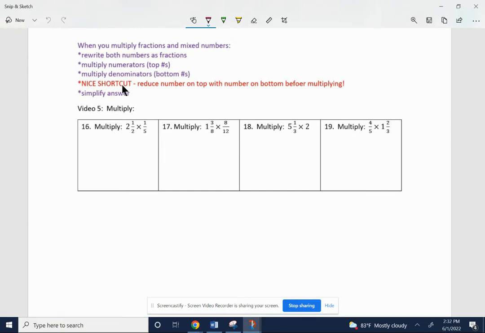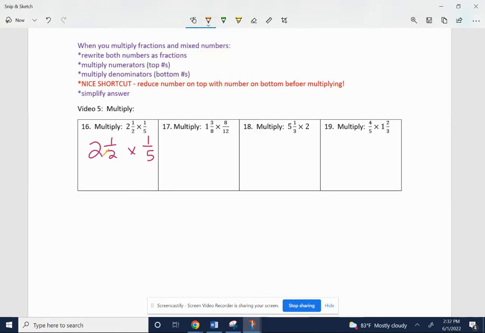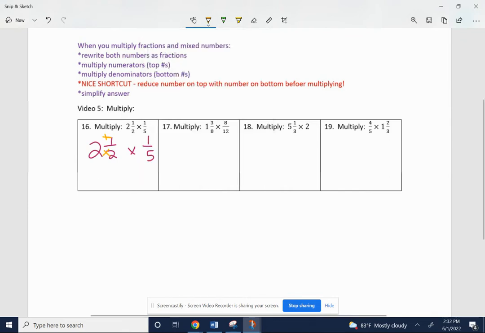It could be problem 16, but you could have it numbered with a different problem number. Okay, 2 and 1/2 times 1/5. First thing I want to do is make sure they're both fractions. 1/5 is, 2 and 1/2 isn't. So I need to do that multiply, add, drag trick, or backwards C trick, whatever you learned in a previous year.